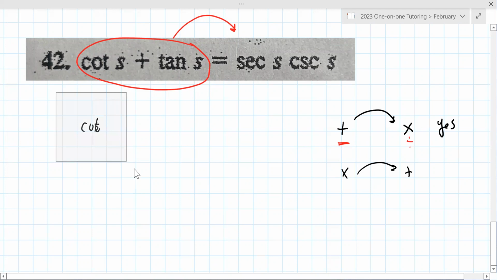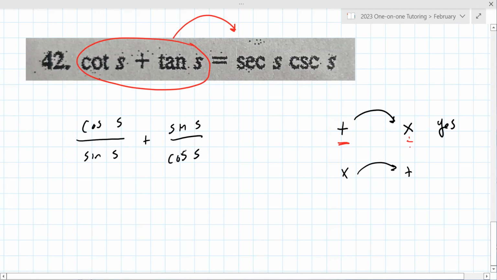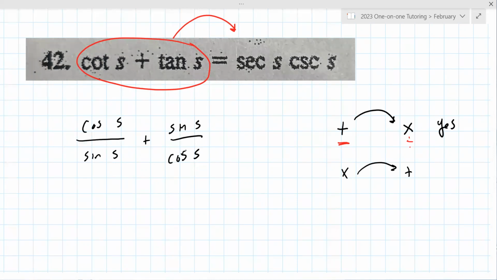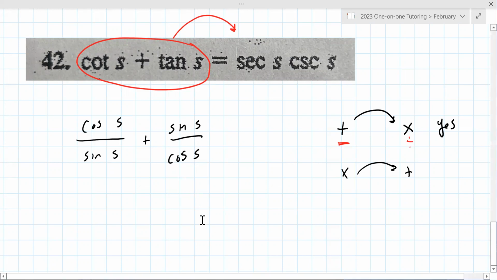So cotangent is really cosine s over sine s plus sine s over cosine s, like that. And now it looks worse. I mean, it definitely isn't easier at the moment. But there is a path here. So what do you do to combine two fractions? What's the requirement? You have to have the denominator the same, right? Yes.